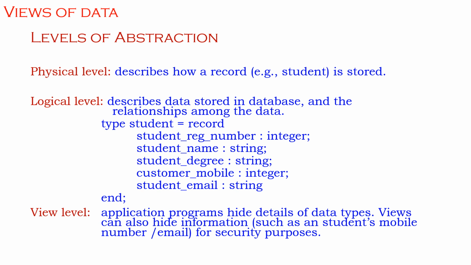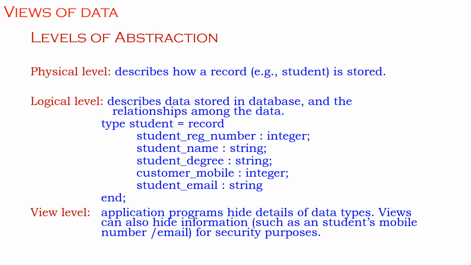So in your logical level, we have how the data is going to be stored. Number is going to be in terms of integer. Whereas in view level, that information is going to be hidden, and users will be able to just know the registration number, name. So this information can be fetched and accessed. That is how the application programs are going to access the data that is going to be visible to the user. Views can also hide information like the student's mobile number or email for security purpose.